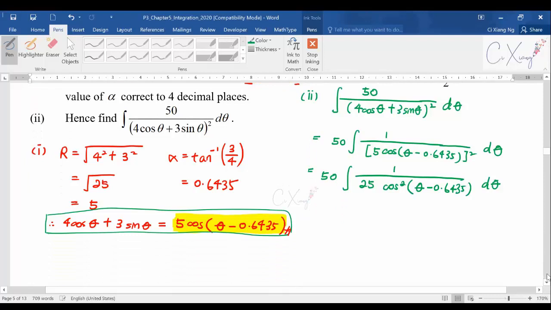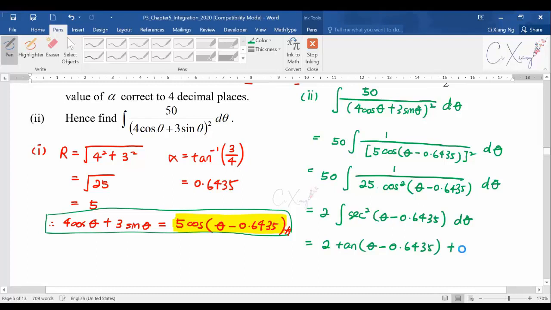Maybe you'll say, oh, I still don't know how to integrate cos squared because I never learned how to integrate cos squared. Never mind, try to simplify first. 15 divided by 25, you get 3 over 5. Now you have 1 over cos squared, right? So 1 over cos squared, what do you get? The identity: 1 over cos squared is secant squared. Now can you integrate secant squared? Yes, because secant squared is a basic integration for trigo. So when you integrate secant squared, you have tangent(theta minus 0.6435), then plus c. And this is our answer.